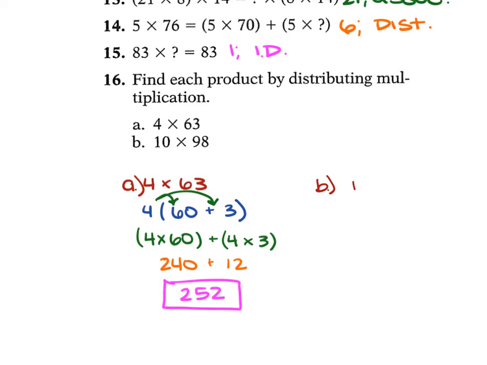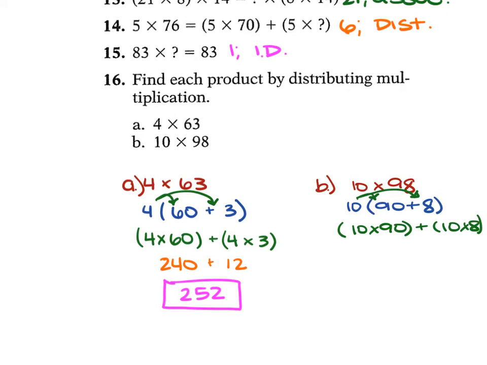For B, we're given 10 times 98. So we're going to distribute this, but we're going to break up that 98 first. So it's going to be 10 times 90 plus 8. So we're going to distribute this in. We're going to have 10 times 90 as well as 10 times 8. The 10 times 90 is 900. And then the 8 times 10 is 80. So when we add these, we get 980.